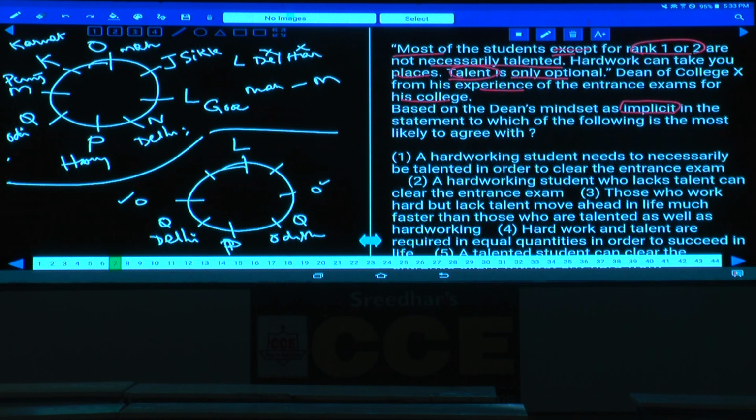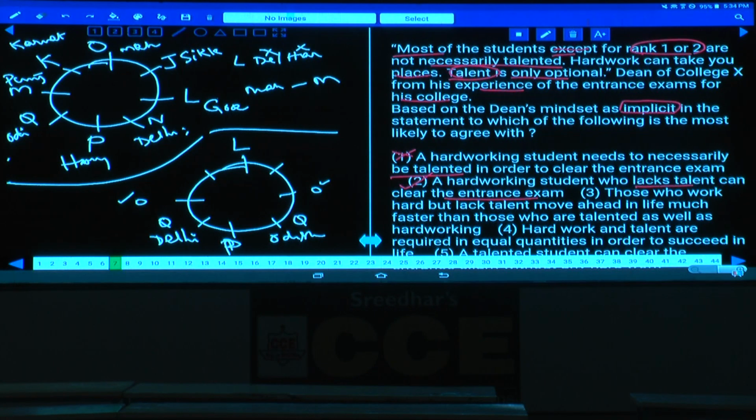Now, a hard working student need not necessarily be talented, that is what his assumption is. And a hard working student who lacks talent can clear the entrance exam or not? Yes. So though you are not having the talent, if you are hard working, you can reach those places, which implies that without this talent, there is a chance for you to reach those places only through hard work. And second one is the assumption of this one.